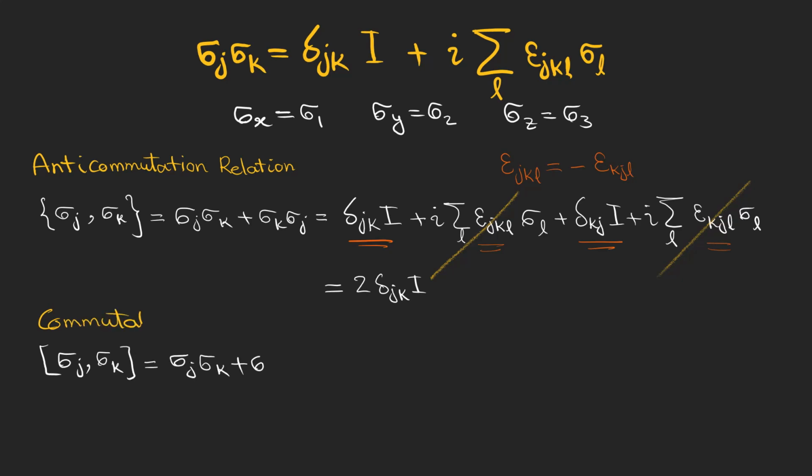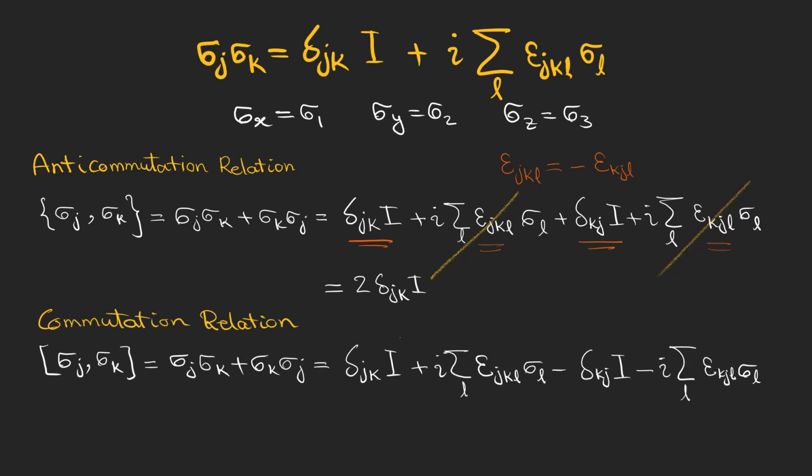For the commutator of the two matrices, we have the same relation but with a negative sign. It causes the term with identity matrices to cancel out, which leaves only the term with Levi-Civita symbol.